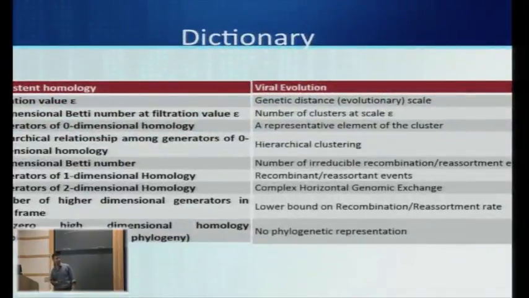Again, this is what we are trying to do now: detail the dictionary between persistent homology and viral evolution. If there's some filtration value here, this is a genetic distance that we can match. The zero-dimensional Betti number at some particular filtration is the number of clusters at that point. The generator of a particular class is a representative of the cluster, of the zero-dimensional class. The one-dimensional classes mean recombinants or reassortments. And then other things. There are many question marks here that are not solved, but they are very interesting, and we have many different ideas in this direction.